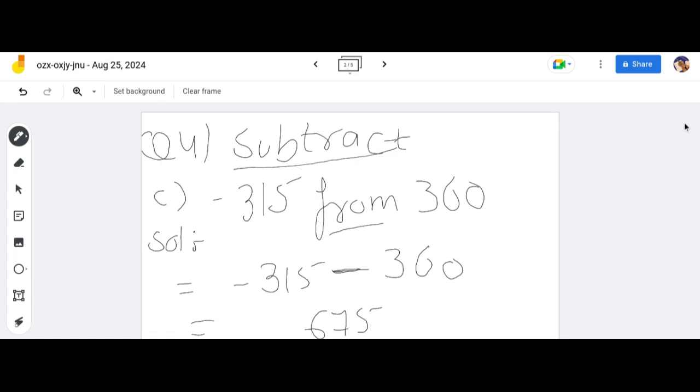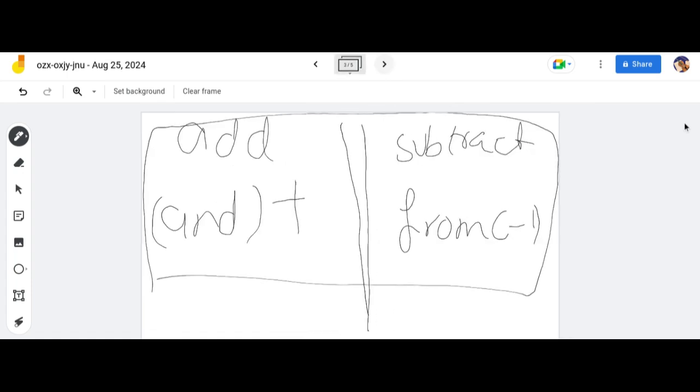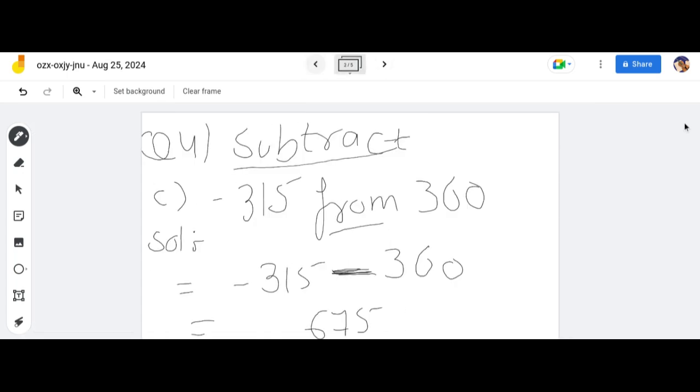It's plus 360. Why? This is a minus, Aryan. This is 315 minus 360. What I told you is that from means minus. So there is a minus between 315 and 360, so I have to put the negative sign. 360 is a bigger number and it carries a minus sign. So we have to put the minus sign with the answer if the bigger number has the minus sign.